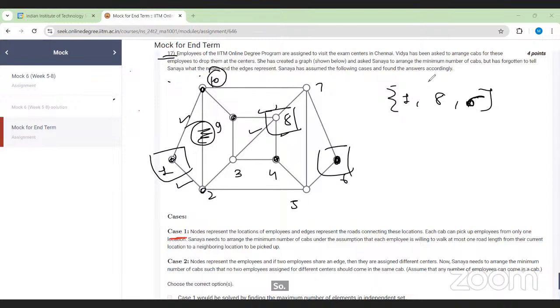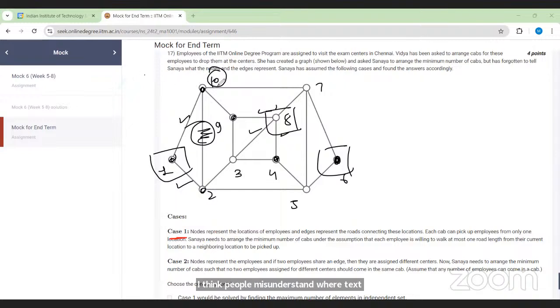If you are saying that it is a problem related to vertex cover, then we have to consider the edges. It's not a vertex cover, right? Correct. I think people misunderstand. Vertex cover does not mean that we are interested in covering the vertex. We are covering the edges from the minimum vertex. That is where we put the camera.